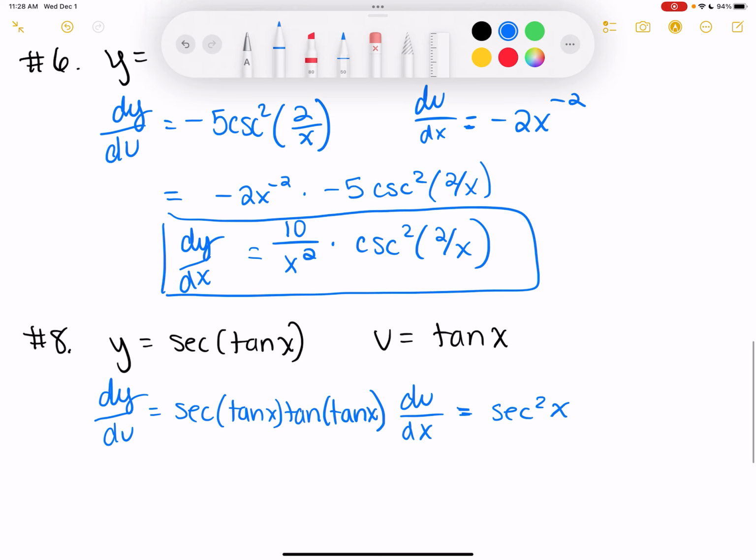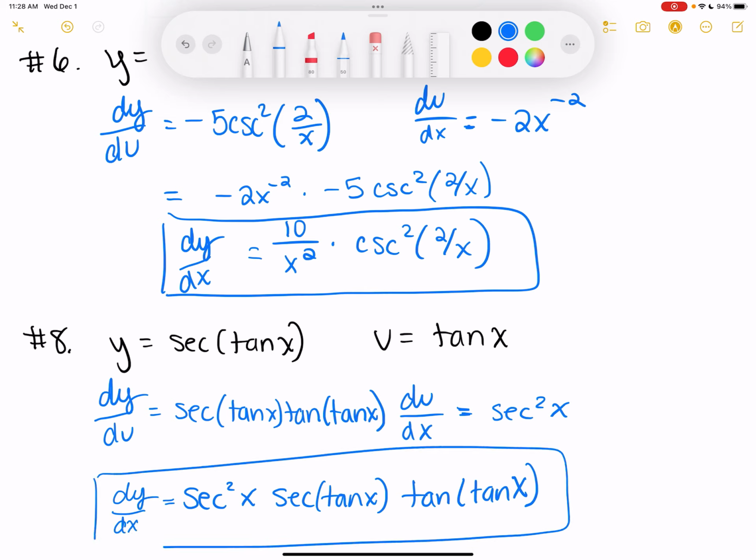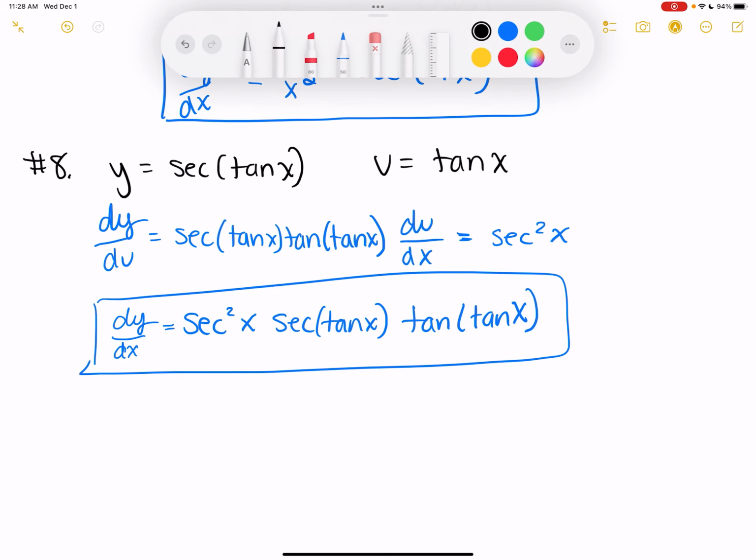So then going to multiply this, so that's going to give you secant squared of x times the secant of the tangent of x times the tangent of the tangent of x is your dy dx. Okay, so that's all of the ones where they specifically tell you, here's your function, here's your u value that we're going to find the derivative of after we do the derivative of the outside part.